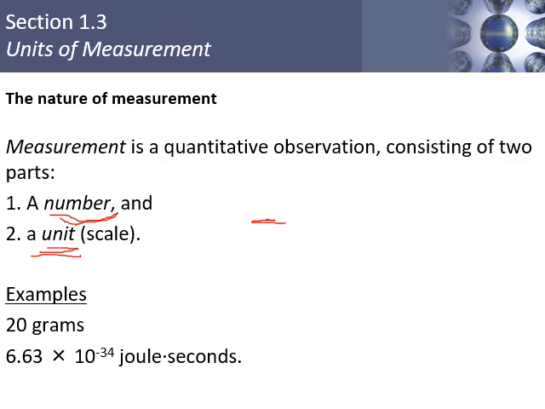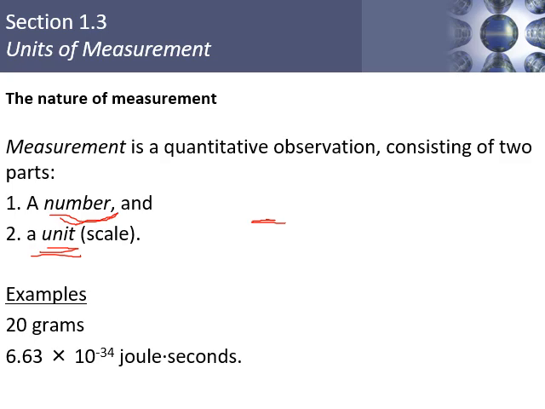So if you write down, let's say 10, and I mean 10 millimeters of mercury, but you don't write it down, somebody might see that and think, well, this is 10 and it's a measure of pressure. But does he mean 10 atmospheres, or does she mean 10 millimeters of mercury? So it's important to write down what the unit is.